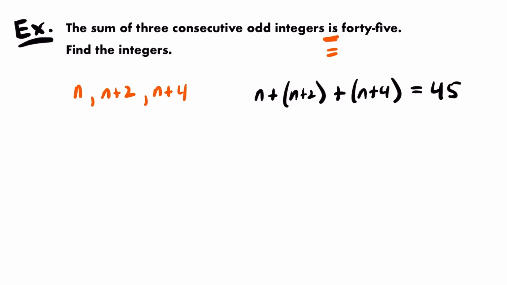Okay, so let's begin by adding everything together. We don't need these parentheses here. I just wrote them in to clearly show you each odd integer, but really what we have here is n plus 2 plus n plus 4 equals 45. Since everything here is addition, we do not need those parentheses.